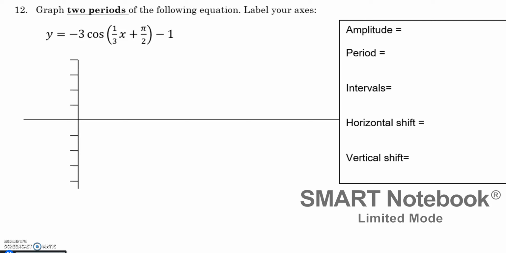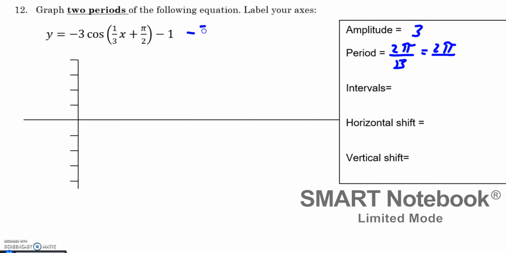Number 12, graph 2 periods of the following equation. Label your axes. All right, so this is a negative cosine function. So eventually we're going to be starting below the midline. The amplitude of this is 3. The period of any sine or cosine graph is 2 pi over b. So in this case, that is 2 pi over the b value, which is 1/3.